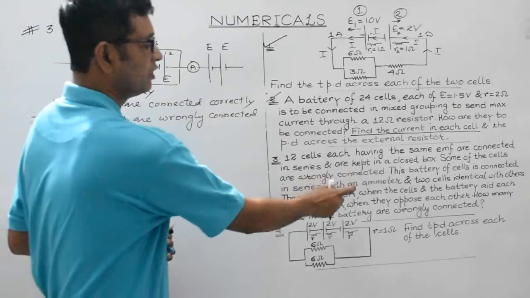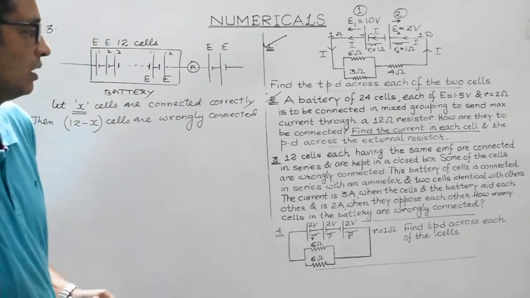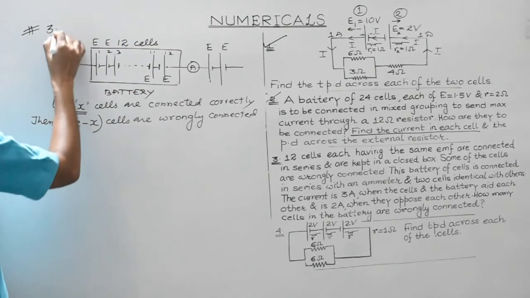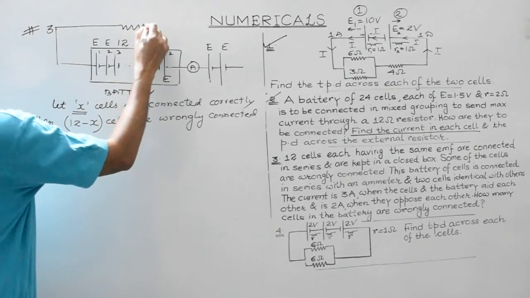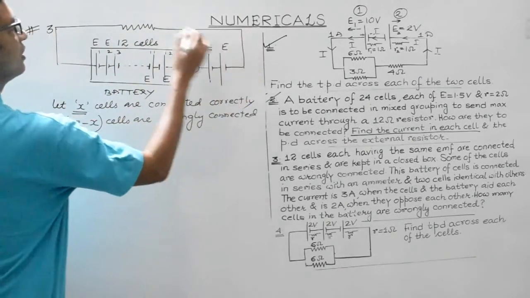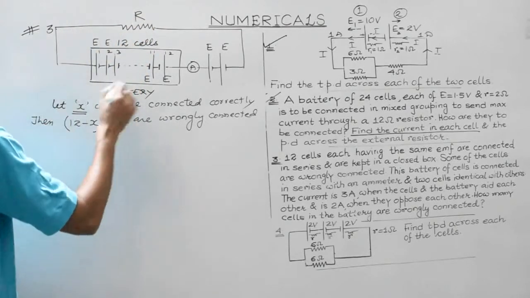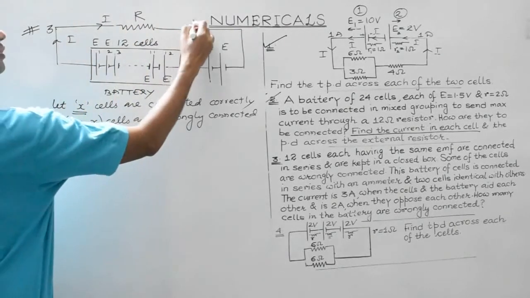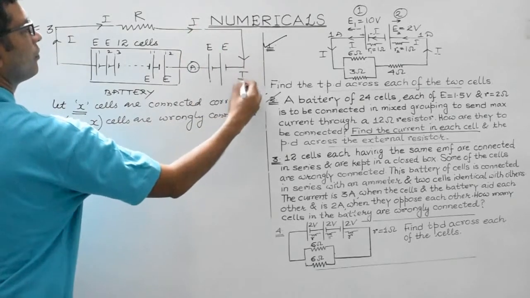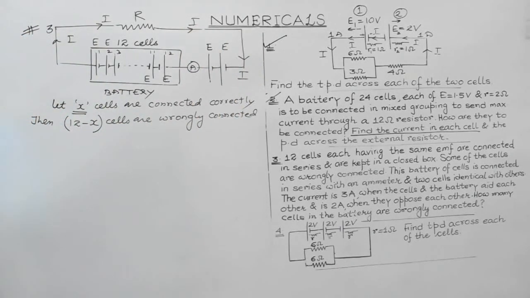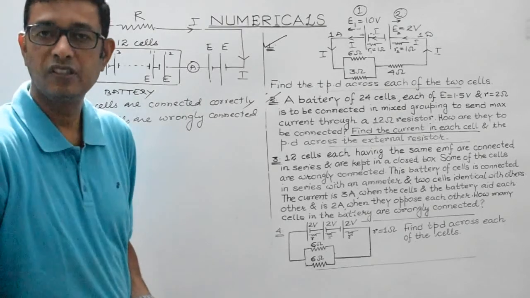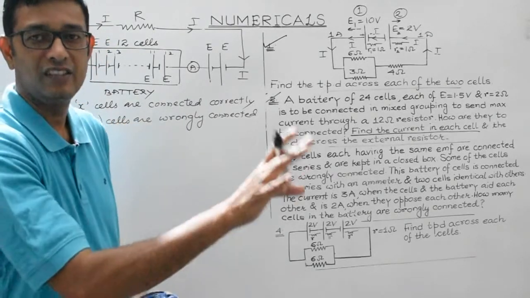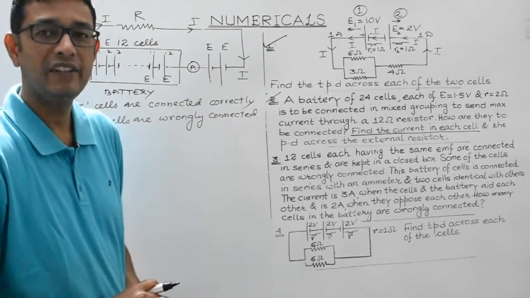Net current is given to be 3 ampere. And suppose it is connected to an external resistor of R. This is the external resistor, this is R. And net current is I. Net current flowing is I, suppose. Okay, we are aware net EMF is equal to net current multiplied by net resistance. Here, internal resistance is considered to be negligible.